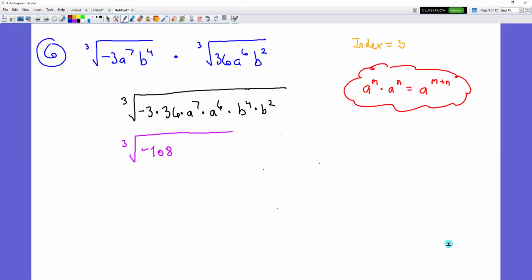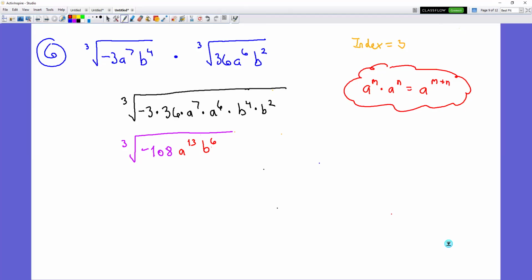So with the a's in this case, a to the 7th times a to the 6th is going to be a to the power of 13. 7 plus 6 is 13. And then for the b's, same thing. We have b to the power 4, b to the power 2, so we add those together, 4 plus 2, which is 6. So right now we have the cube root of -108, a to the power 13, b to the power 6.